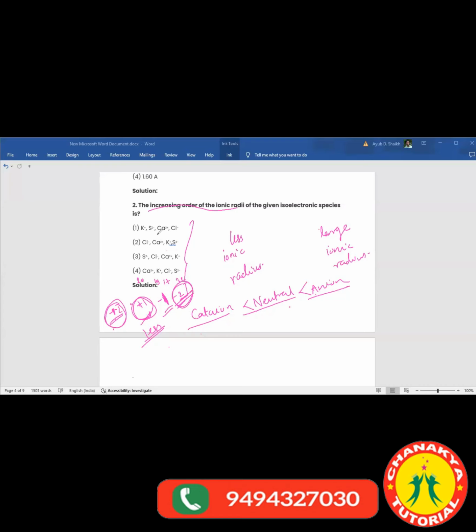If you see the other options, here you can see plus 1, minus 2, plus 2, which means there is no sequence of increasing. Here you can see chloride Cl minus, calcium 2 plus, this is also not an increasing sequence. This is a completely reversed order which is given in the last option. Hence your option 4 is the correct answer. What you have to keep in mind, which I explained yesterday: a cation has the smallest ionic radius as compared to neutral, and an anion has a larger ionic radius as compared to neutral. Got it?